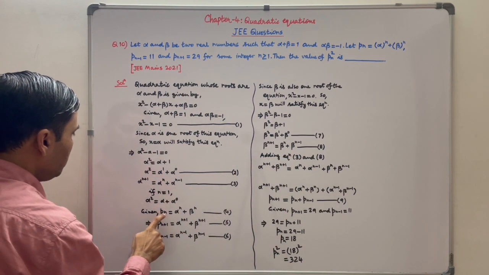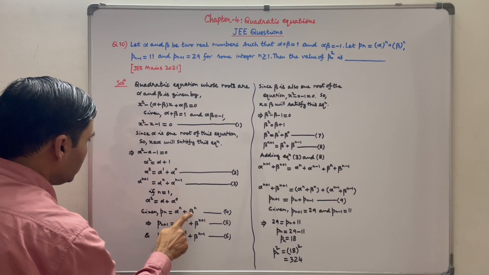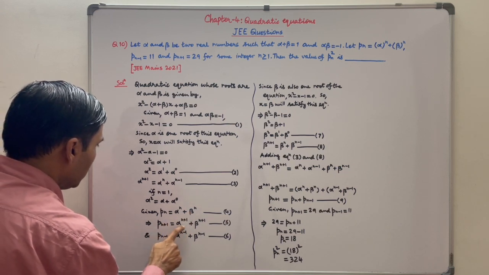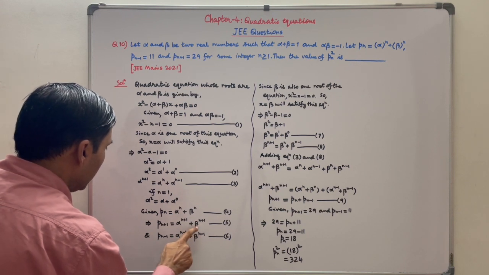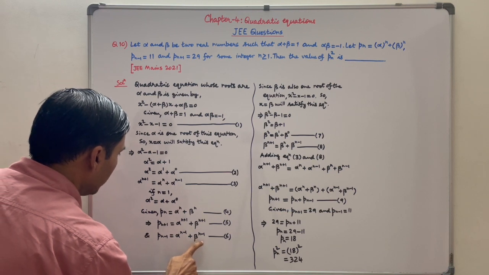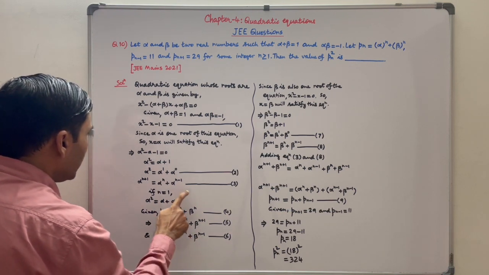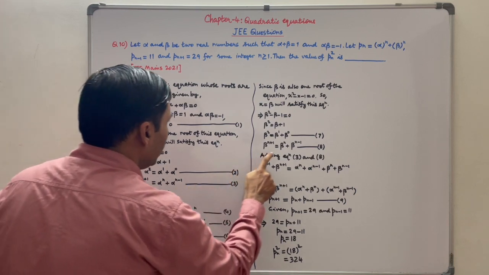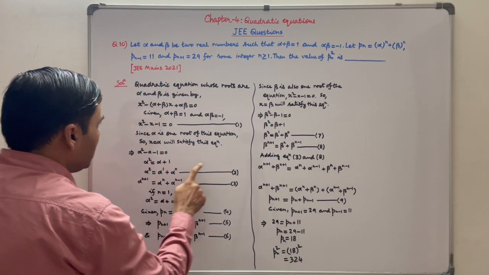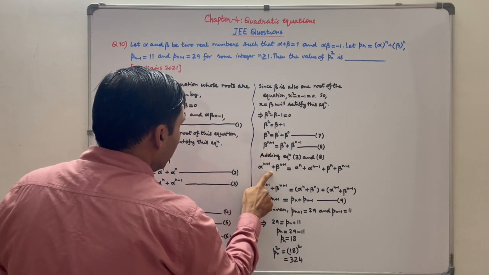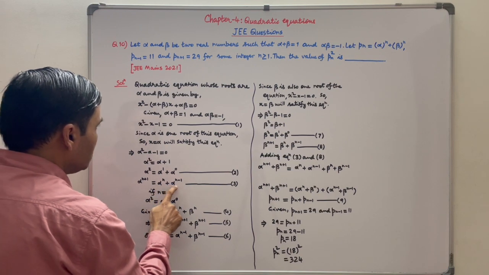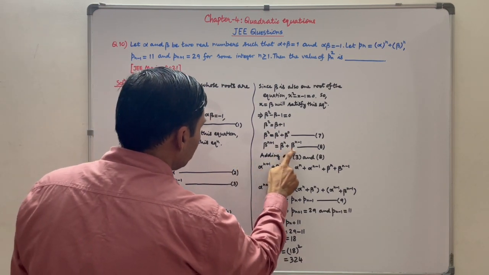It is given that Pn is equal to alpha to power n plus beta to power n. So Pn plus 1 is equal to alpha to power n plus 1 plus beta to power n plus 1. And Pn minus 1 is equal to alpha to power n minus 1 plus beta to power n minus 1. Now we can add equation number 3 and 8. So on the left hand side, it will be alpha to power n plus 1 plus beta to power n plus 1. And on the right hand side, it will be alpha to power n plus alpha to power n minus 1 plus beta to power n plus beta to power n minus 1.